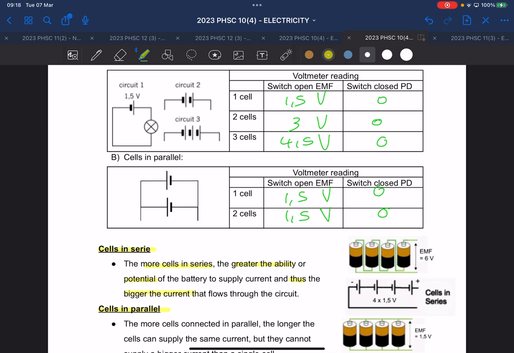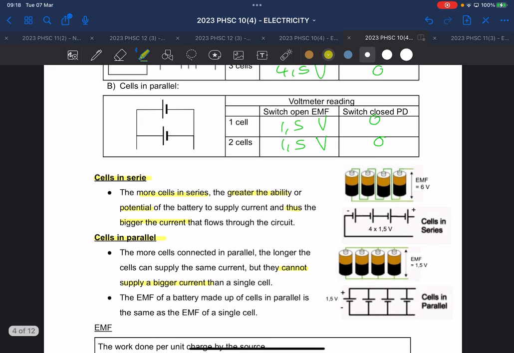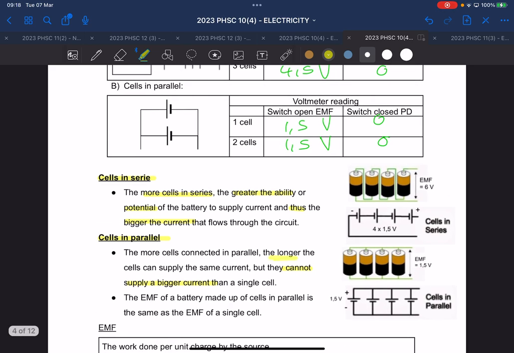Whereas when you have cells in parallel, we saw that the voltage stays the same. So the more cells connected in parallel, they cannot supply a bigger current. The current stays the same, but the cells will last longer.